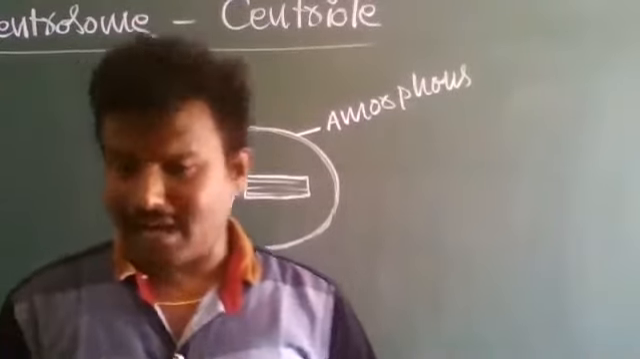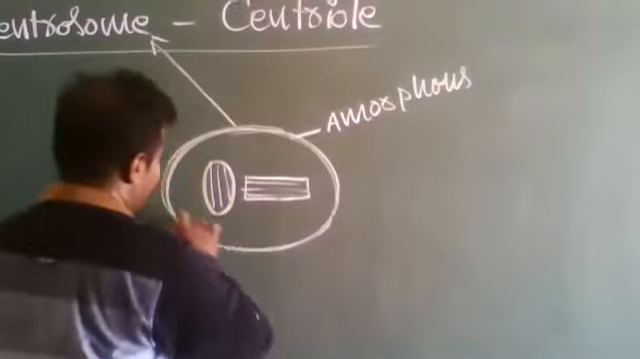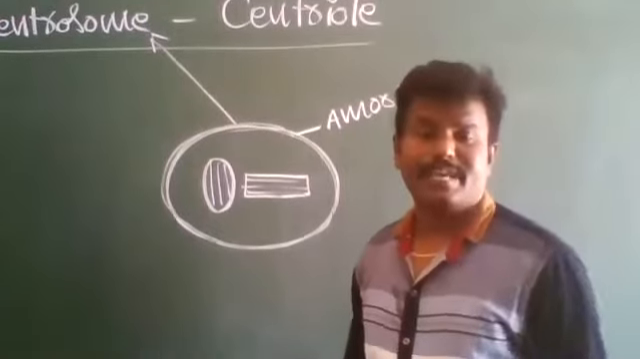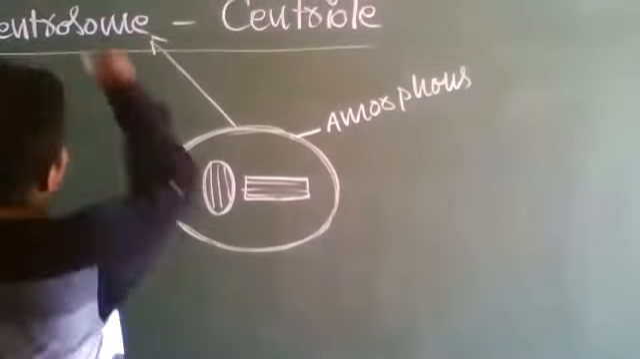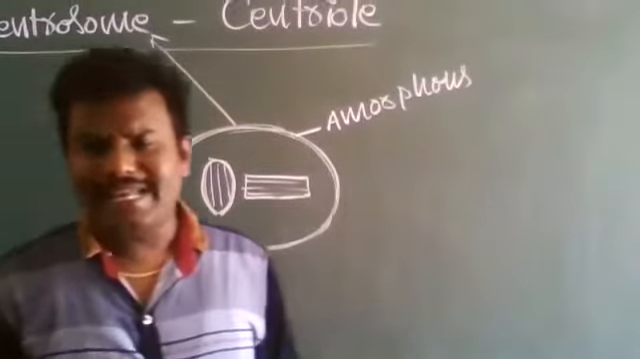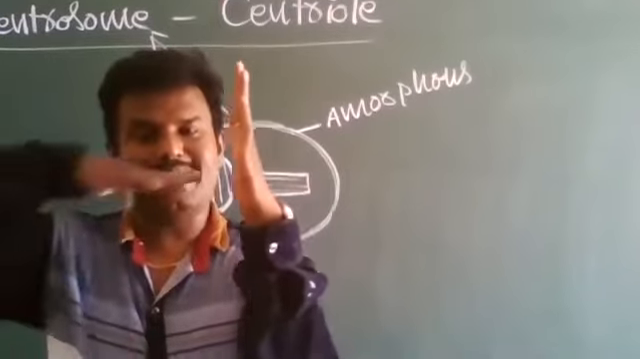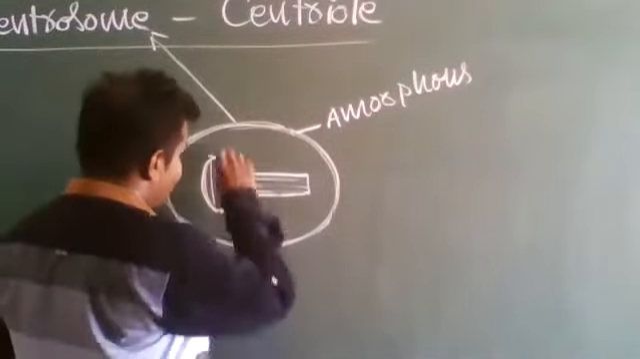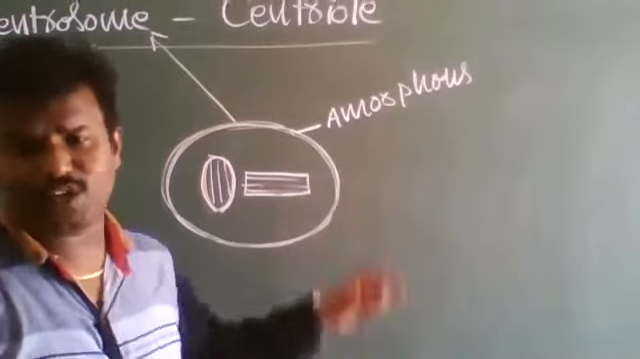Amorphous pericentriolar material surrounds the centrosome, and within this a pair of centrioles are accommodated. That is called centrosome. These two are centrioles. Centrioles are perpendicular to each other. One is vertical, one is horizontal. Like this way, in the centrosome, centrioles are perpendicular to each other.